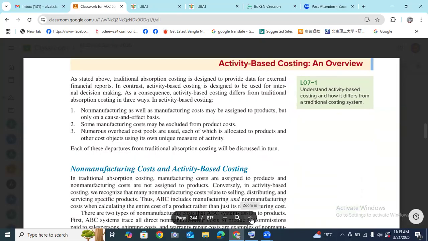All of you got this? Yes, sir. That means here we segregate our cost into different parts depending on activity. That's why it is called activity of the manufacturing process. In the activities of the manufacturing process, we use more than one cost driver.